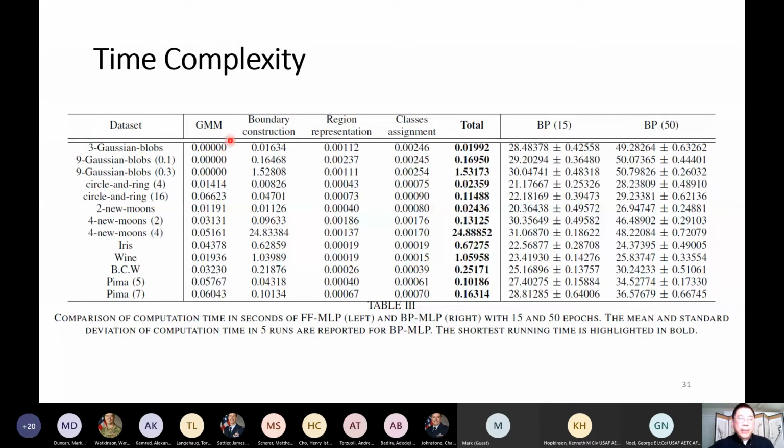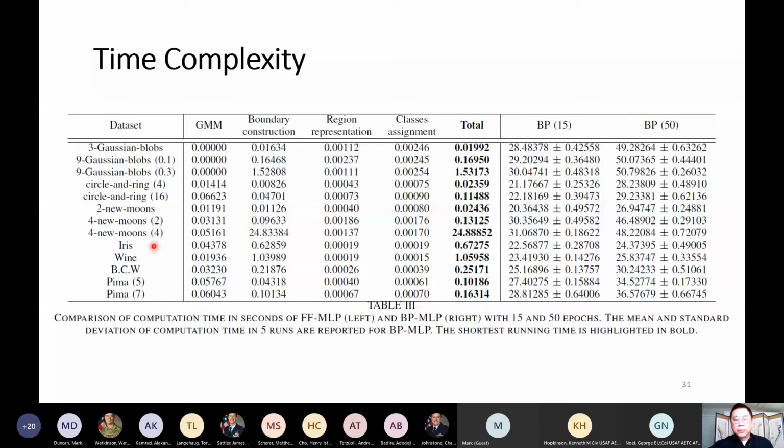For the V4 MLP, we consider the Gaussian mixture model part, boundary construction, region representation, and class assignment, all the time considered. You can see the time is very, very small, mostly less than one second, and sometimes one second. When you do the BP, it's much, much longer. Another thing is that this one takes a little bit longer. The reason is you use four Gaussian mixtures for each new moon, and it takes a lot of time to do the pruning because the boundary is very complicated.